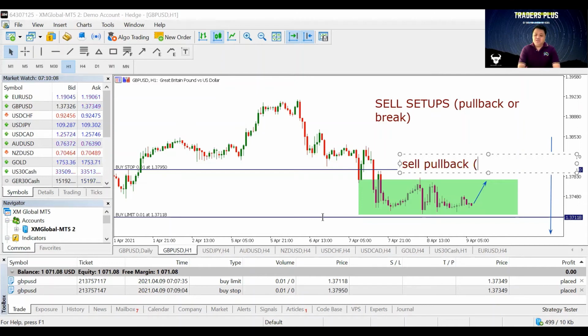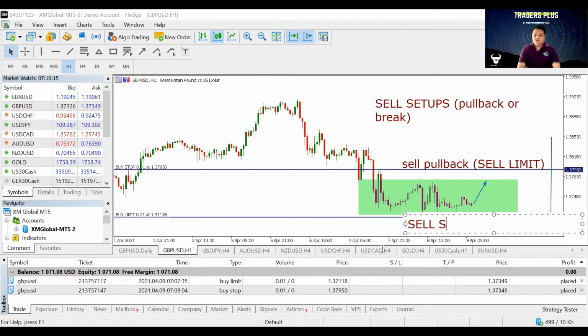Okay, so ito yung tinatawag na sell limit. Okay. Ito naman yung sell on break. So ito yung sell stop on break. Okay? So when will it happen? If the price goes down breaking that point. Okay. So ngayon, how do you set that?